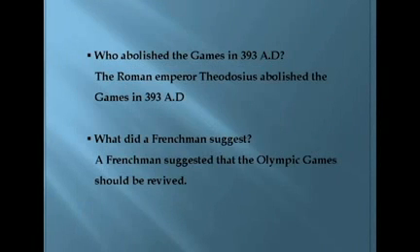I will ask some questions here. Who abolished the Olympic Games in 393 AD? The answer: the Roman Emperor Theodosius abolished the Olympic Games in 393 AD. Question: What did a Frenchman suggest? The answer: a Frenchman suggested that the Olympic Games should be revived.